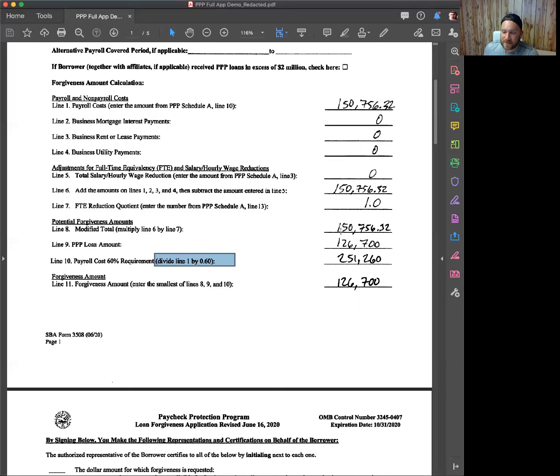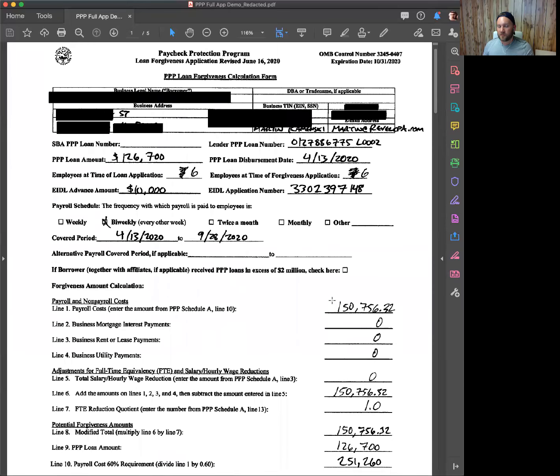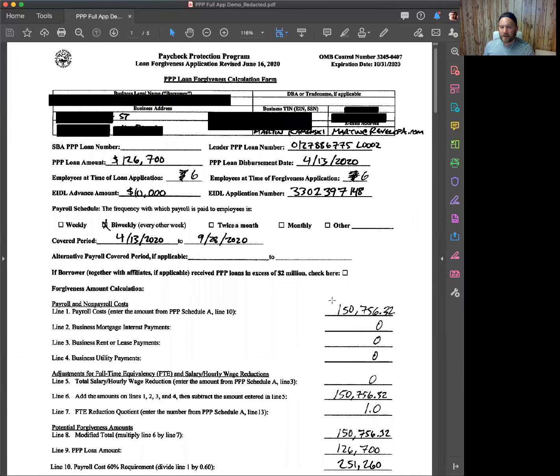And then you're going to take the smallest of these 3, right? So this line 10 just ensures that the payroll costs were the right percentage of the total, okay? You're going to take the smallest of these 3 and put it here. In this case, the smallest was the PPP loan amount. And so my forgiveness amount, my ending forgivable amount, is the entire 126,700, okay? Good news, great outcome for this client. Their loan will be fully forgivable.